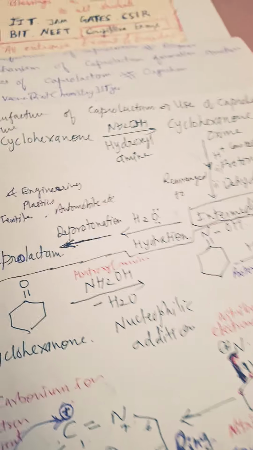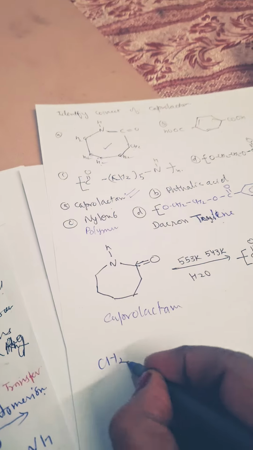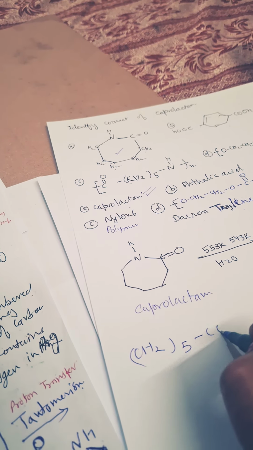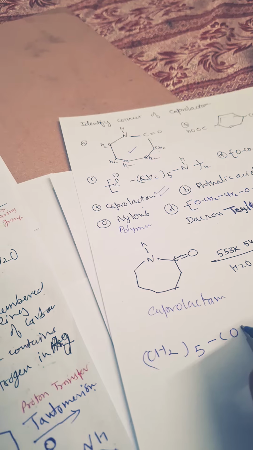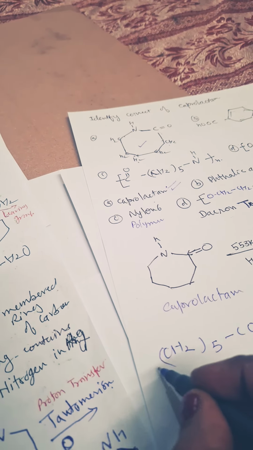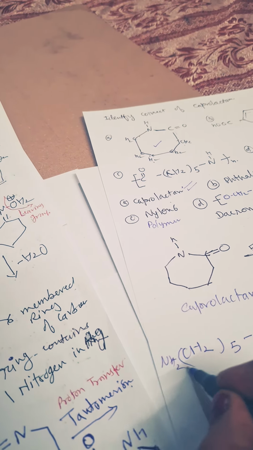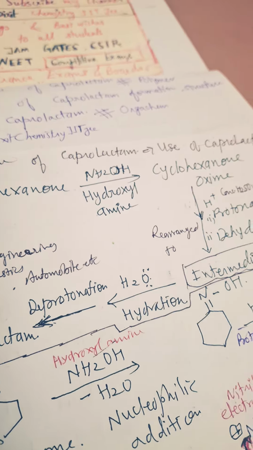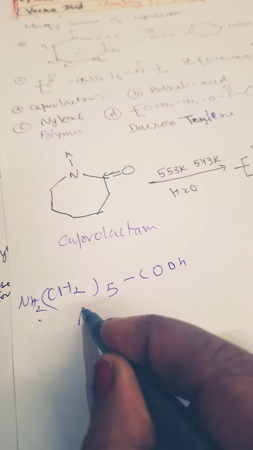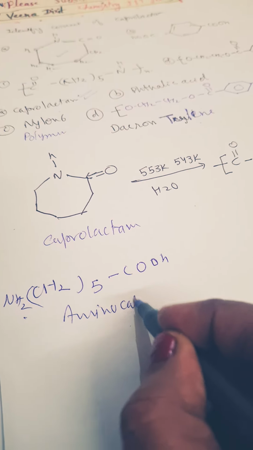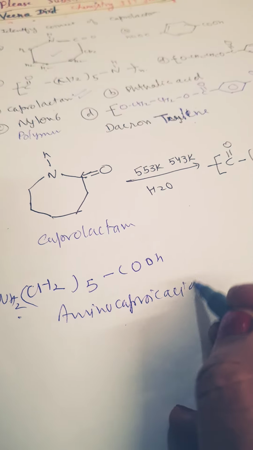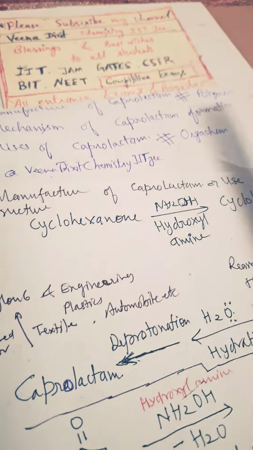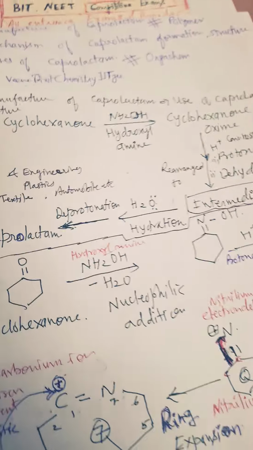It is a 6 carbon acid actually. It is (CH2) whole 5, okay, here COOH, here NH2. So this is aminocaproic acid. Now let's see. This is aminocaproic acid. Clear? Now on cyclization it will give the amide. We will give it directly. This is what I told you about, from the amino acid.